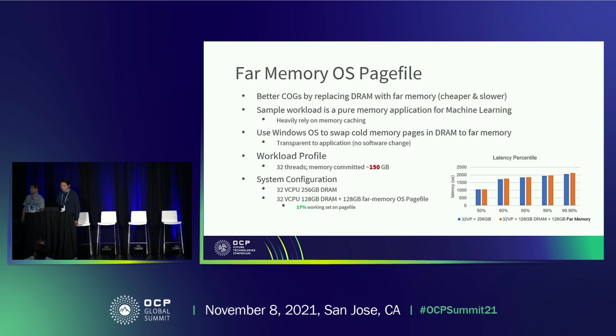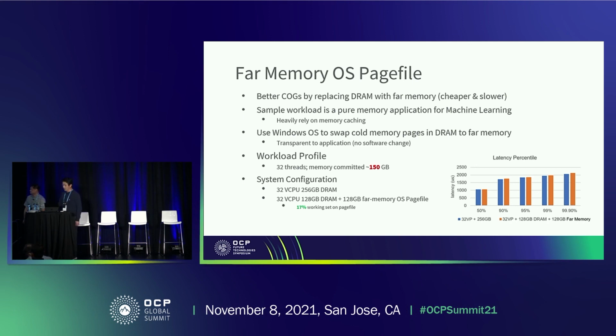We are using Windows OS 2019, no problem. The workload profile is a 32-thread workload, and the memory it commits takes 150 gigabytes. We are comparing two settings. The first is a virtual CPU VM with 256 gigabytes of DRAM, which means that all the working set can be located inside the DRAM. For the second, we take away half the memory and replace it with far memory, configured as the OS page file, which means that roughly 17% of the working set is on this particular far memory media.